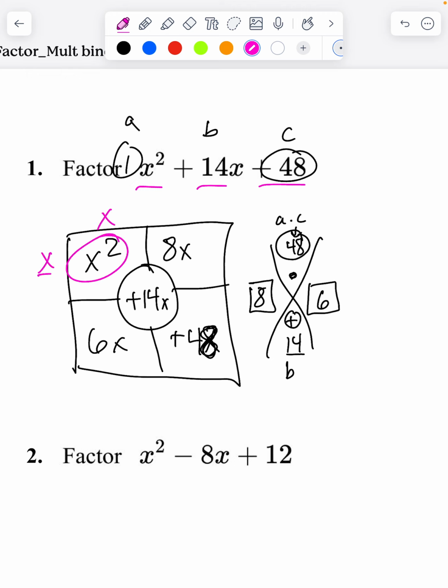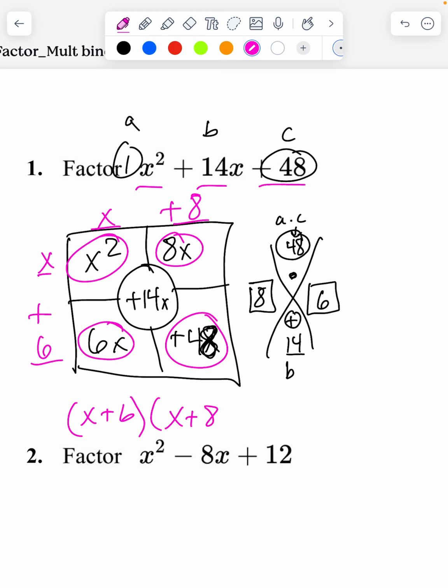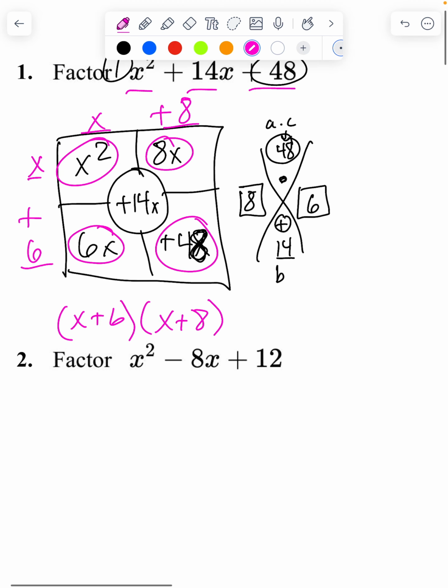And then x times positive 8 gives me 8x, and x times positive 6 gives me 6x. Positive 6 and positive 8 should give me 48. So my answer is the outside of the boxes. I can write it as x plus 6 times x plus 8, and if I wrote it x plus 8 times x plus 6, same thing.